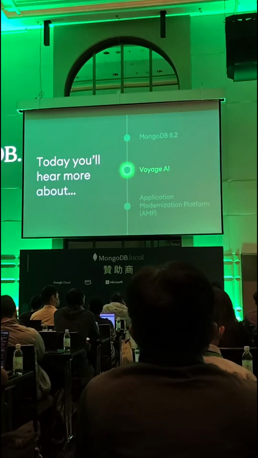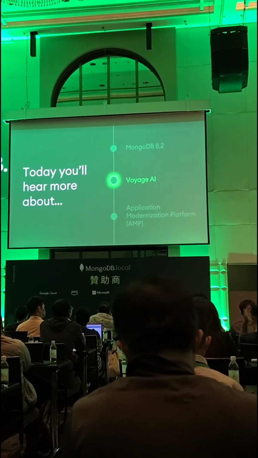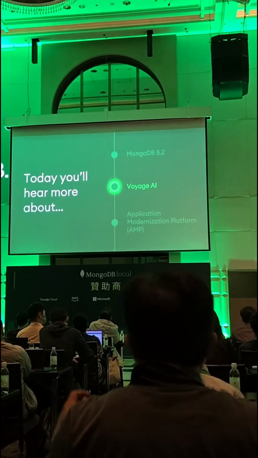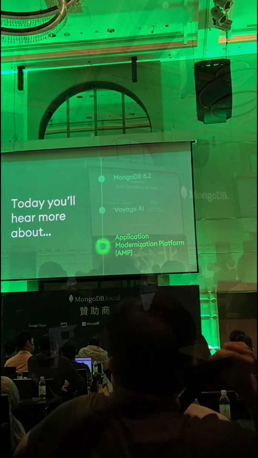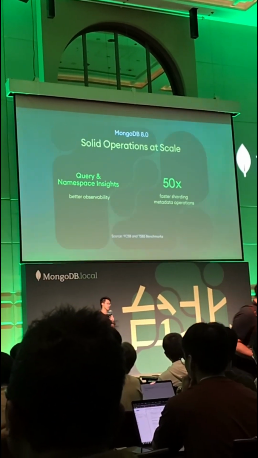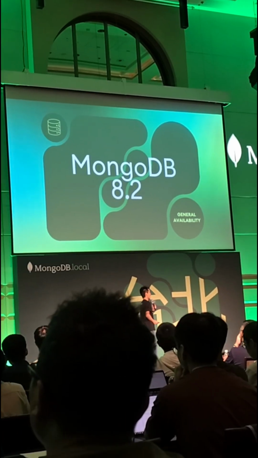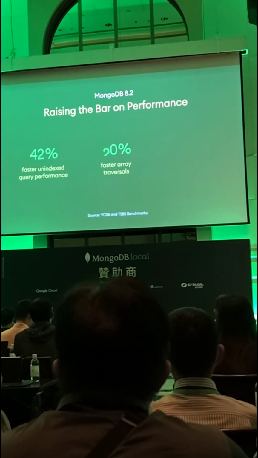First, he has explained what MongoDB is. Then he will talk about Voyage AI, and then he'll talk about the application modernization platform. So this is the next speaker. He is explaining about MongoDB 8.2. As I told, he is introducing 8.2 and telling how it is better.